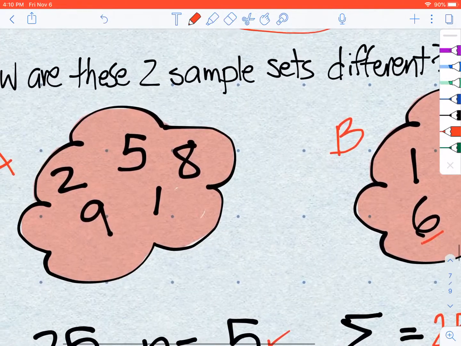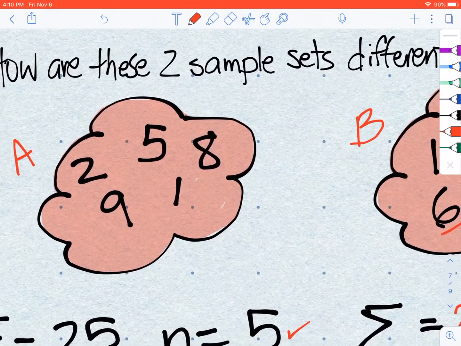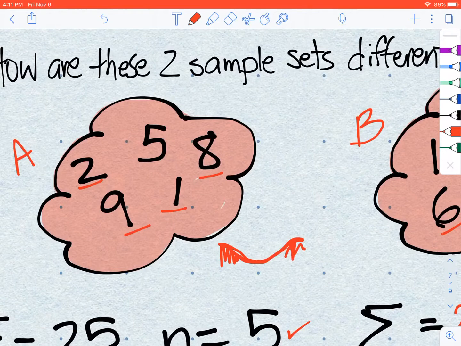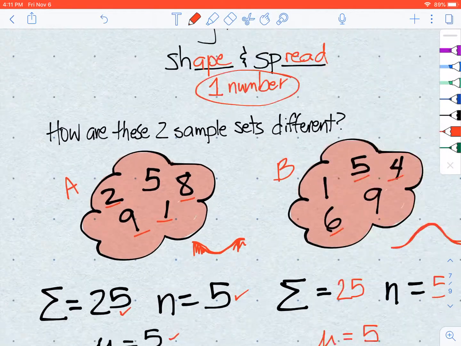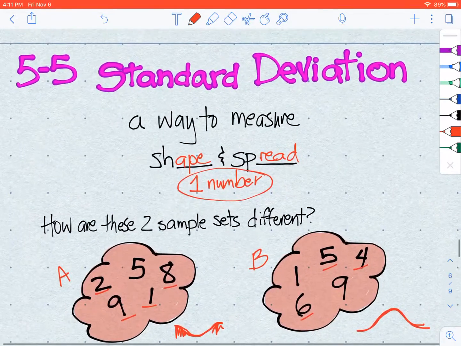Whereas if we look at set A, clearly we have a different shape. There's nothing actually empty. Instead, we have 1 and 2 being on the lower end, 9 and 8 being on the upper end. So we actually have something of an inverted, upside down hump, where most of the data is on the ends and there's nothing in the middle. So our standard deviation is going to show us that those sets are different.